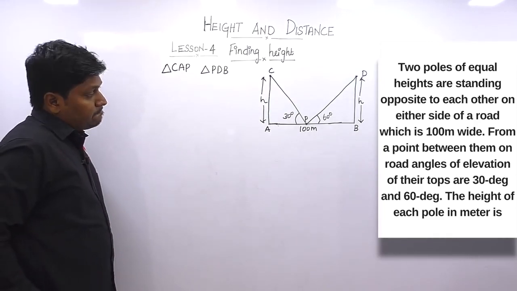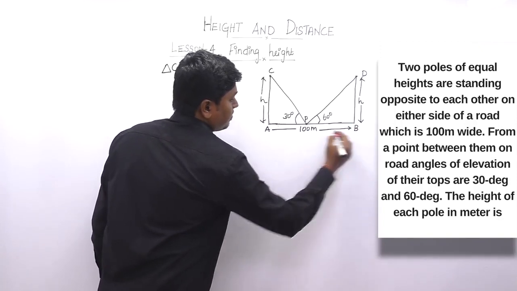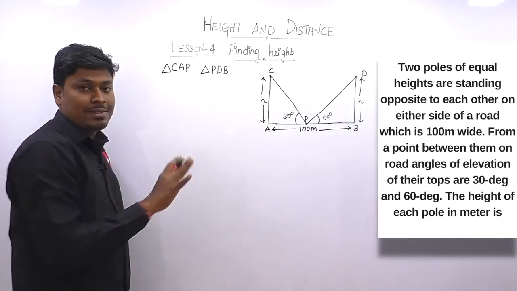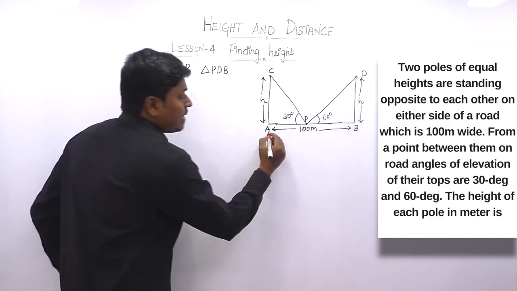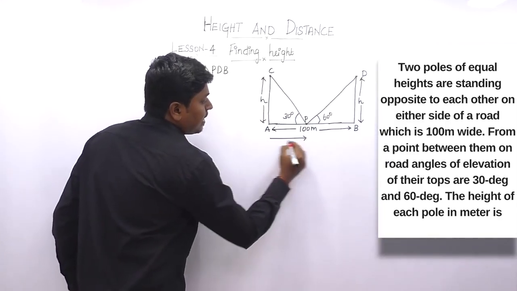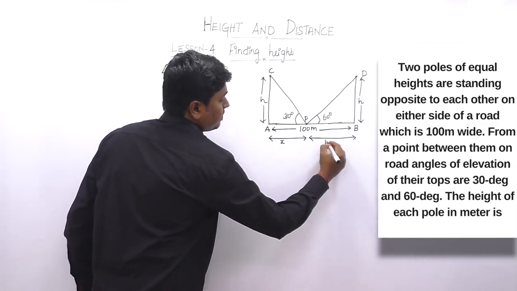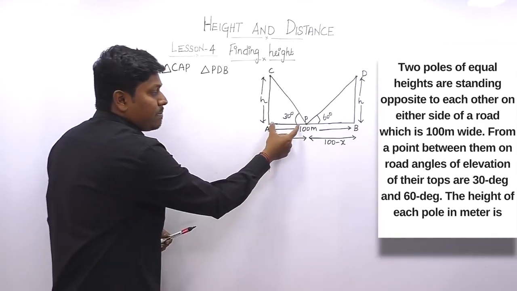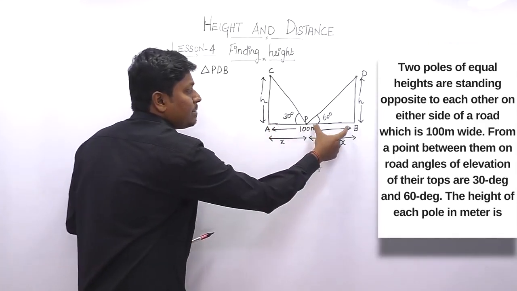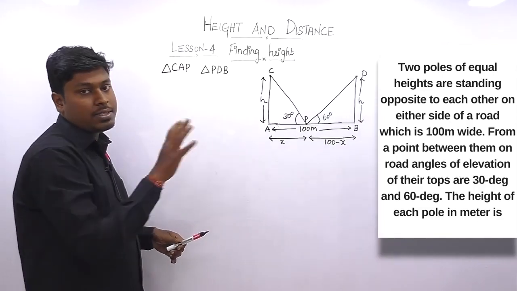And so friends, listen carefully. The total distance is 100 meters, right? They have given that the road width is 100 meters, the total distance. Let me do one thing. We can keep the small distance AP as X and the remaining distance will be 100 minus X. So friends, got the logic. For example, if AP is 20 meters, then PB will be the remaining 80 meters. We already know that the total width of the road is 100 meters.